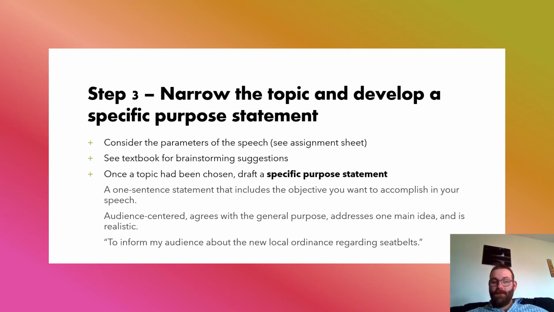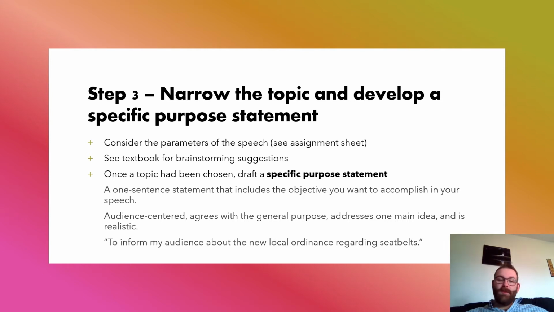So look at this example. To inform my audience about the new local ordinance regarding seatbelts. It's audience-centered because it says to inform my audience. It agrees with the general purpose. The general purpose is to inform, and to inform is included. It addresses one main idea, that main idea being the local ordinance regarding seatbelts.